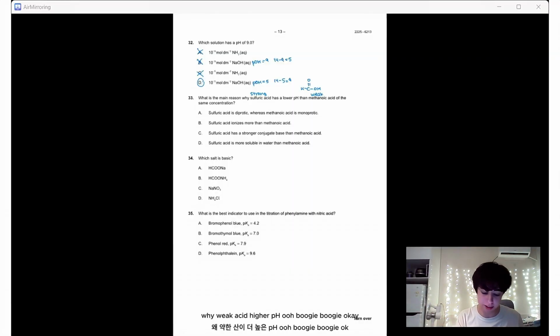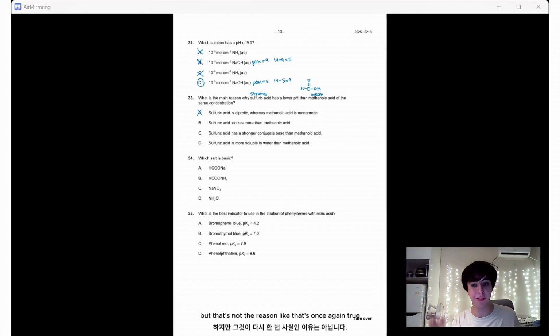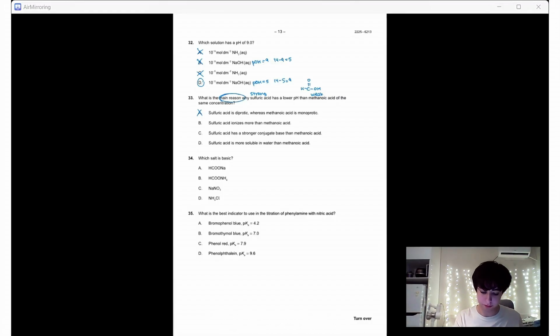Our options are A, sulfuric acid is diprotic, whereas methanoic acid is monoprotic. That's not right. Yes, sulfuric acid is diprotic, but that's not the reason. That's once again true, but not the reason why. The big thing here is the main reason. If you had a strong and a weak acid that were both diprotic or both monoprotic, it would still be the same thing. That wouldn't change anything about the difference in the pH.